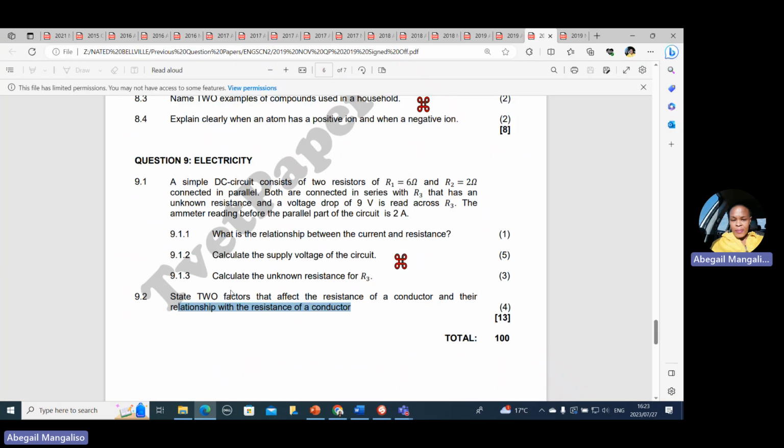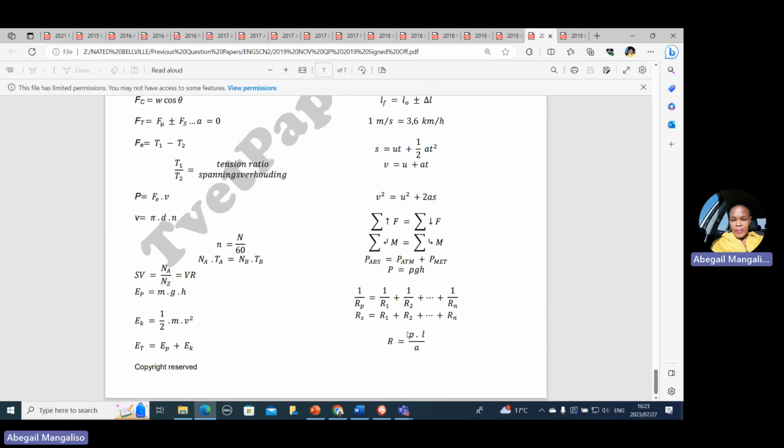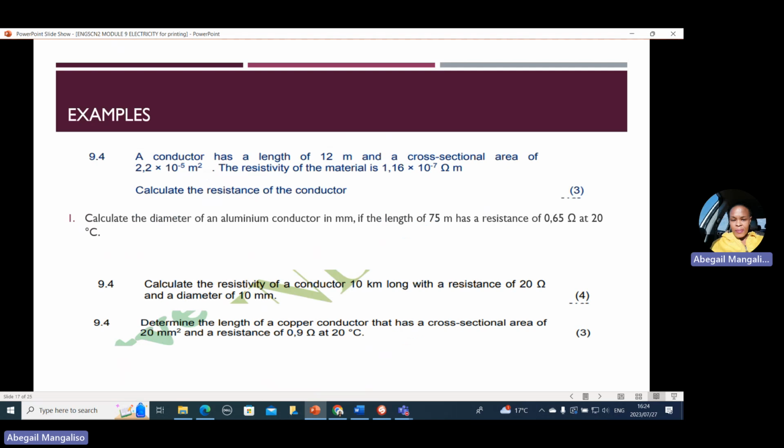Let's look at the question paper formulas. This formula will be given in the exam. You can be asked to calculate a resistance R, a resistivity ρ, the length of a conductor L, or the area or a diameter. If the conductor is circular in shape, the formula to calculate the area is πd² over 4, or πr².